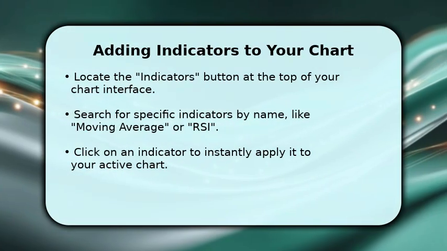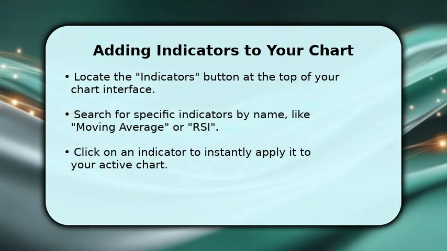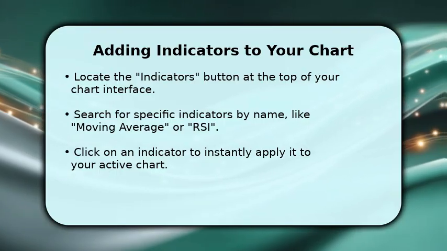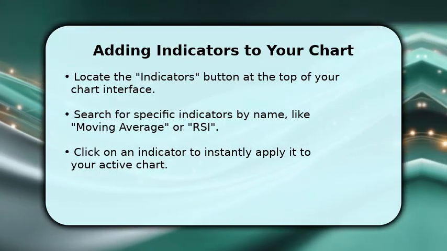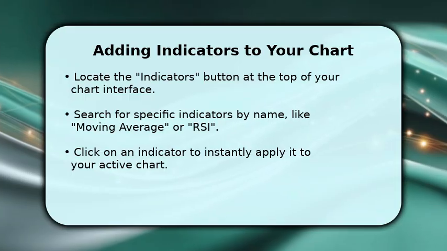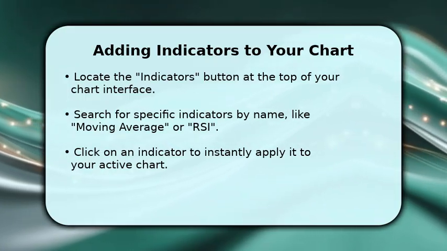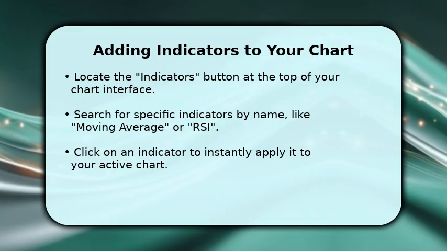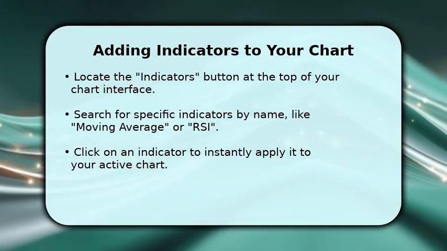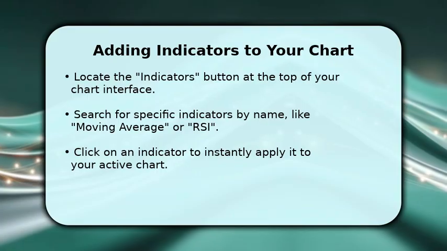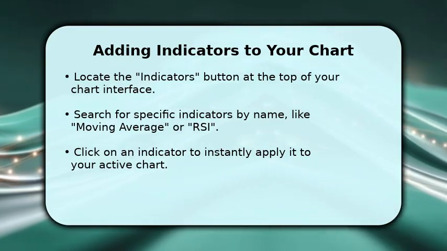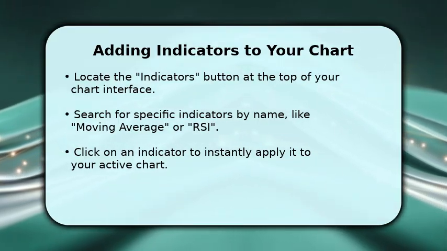Adding indicators to your TradingView chart is a straightforward process. First, find the Indicators button, which looks like a small FX symbol located near the top of your screen. Clicking this will open a search bar where you can type the name of any indicator you wish to use, such as the Relative Strength Index or a simple moving average. Once you find your desired tool, simply click on it and it will immediately appear on your chart, ready for analysis.